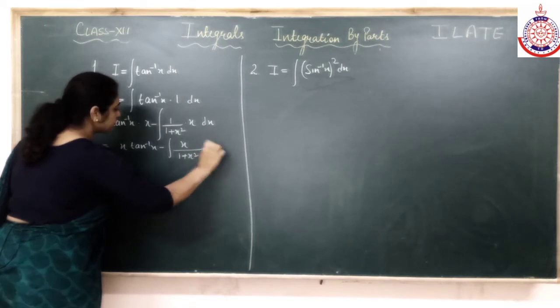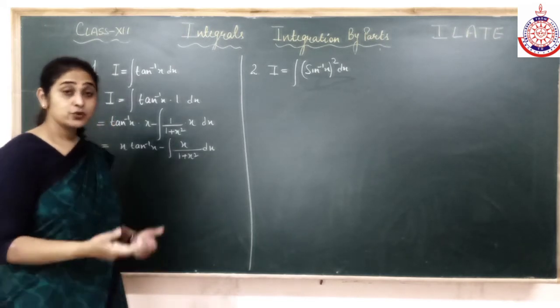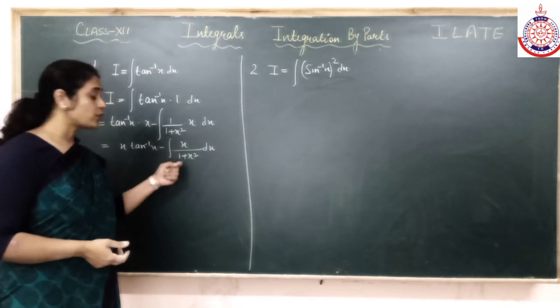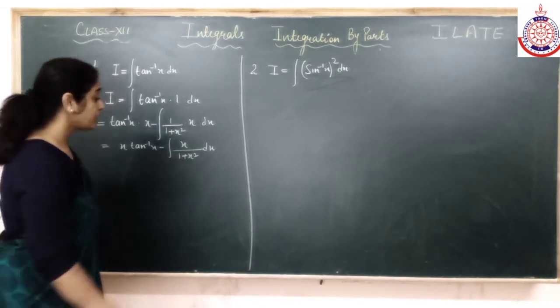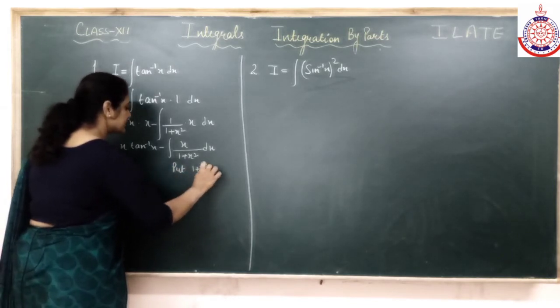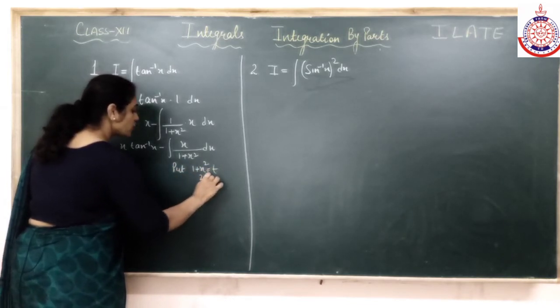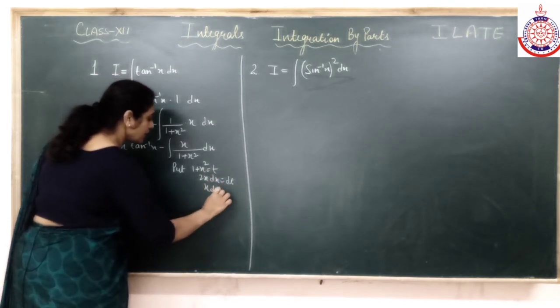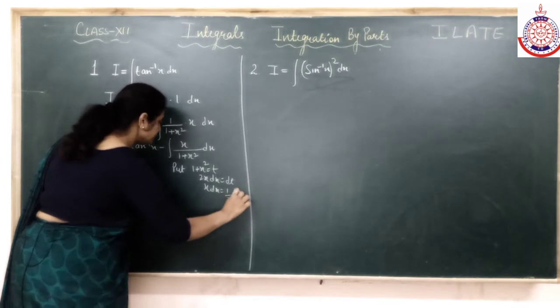When you are doing one form, again I am saying that you cannot forget the previous ones. Is it clear? So I have to integrate x upon 1 plus x square. How am I going to integrate? By substitution. Put 1 plus x square as t. 2x dx is equal to dt. This 2 goes to that side.